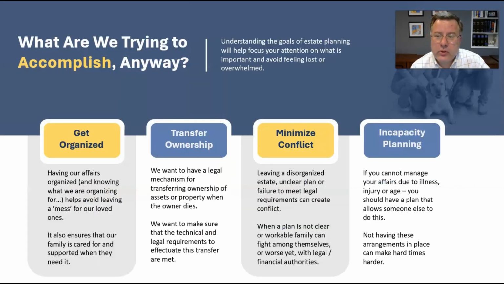So let's talk about what we're trying to accomplish, sort of the big picture here. I tell clients, the number one thing we do when we're estate planning is getting organized, right? I think it's the number one thing you can do to help your family when it comes to estate planning, right? You can have great documents, you can work with great attorneys, and have all of that taken care of.